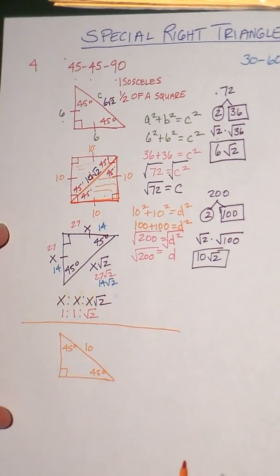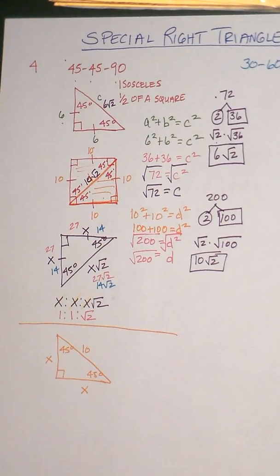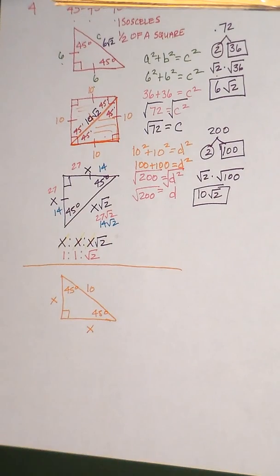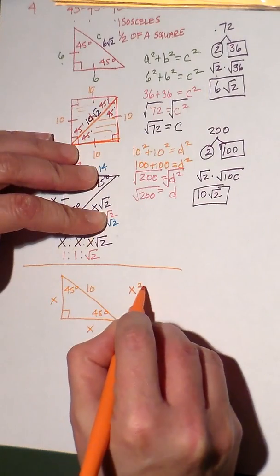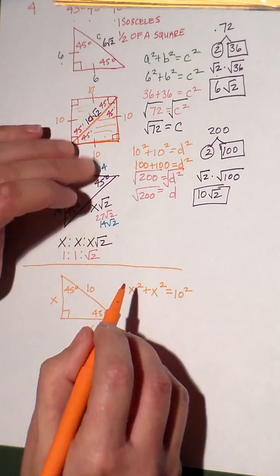Well, what do you know about the legs? They're the same, right? So I'm going to call them something random. I'm going to call them x. If one is x, the other one's got to be x. There's two ways to do this. You can use the Pythagorean theorem. So x squared plus x squared equals 10 squared, right? Leg squared plus leg squared equals hypotenuse squared.